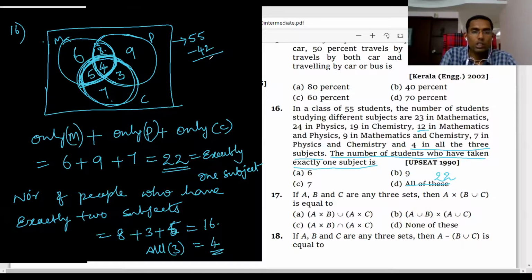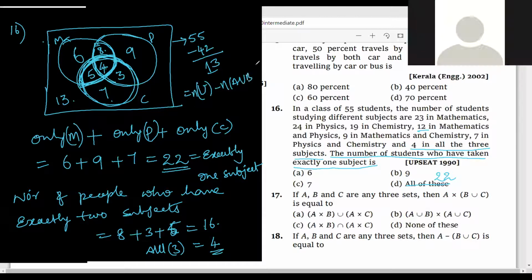Yes, at least one subject means either one subject or 2 subjects, all 3 subjects. Now, here 13 students are there. What is this 13 students? 13 students is the universal set. Number of elements in U minus number of elements in A union B union C.